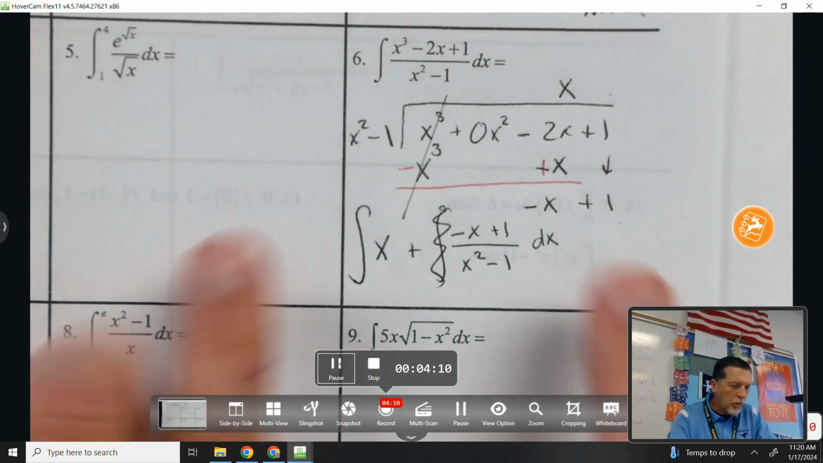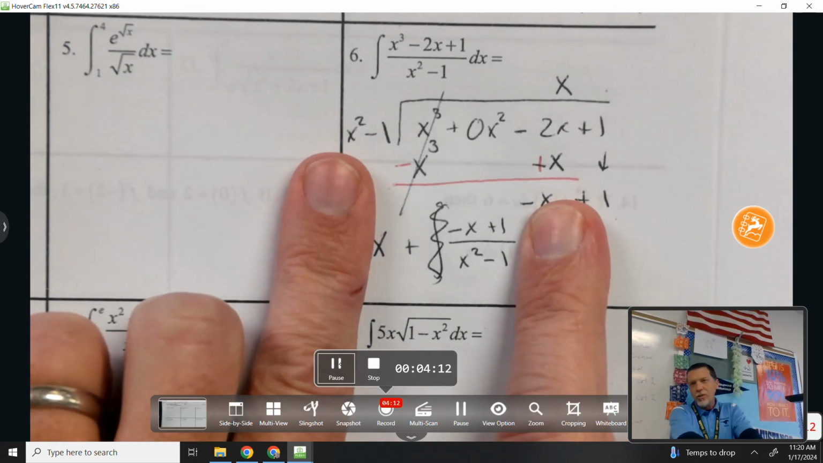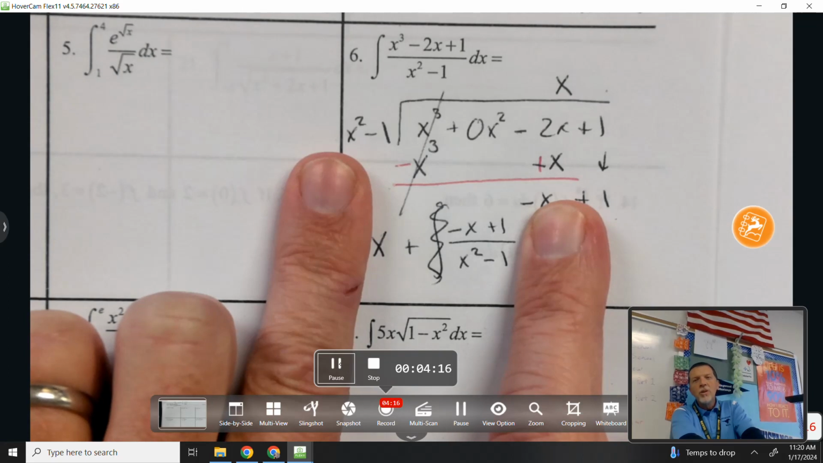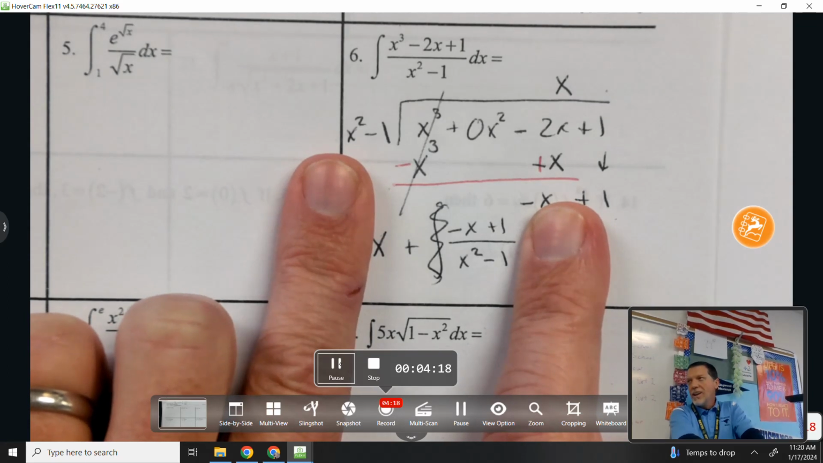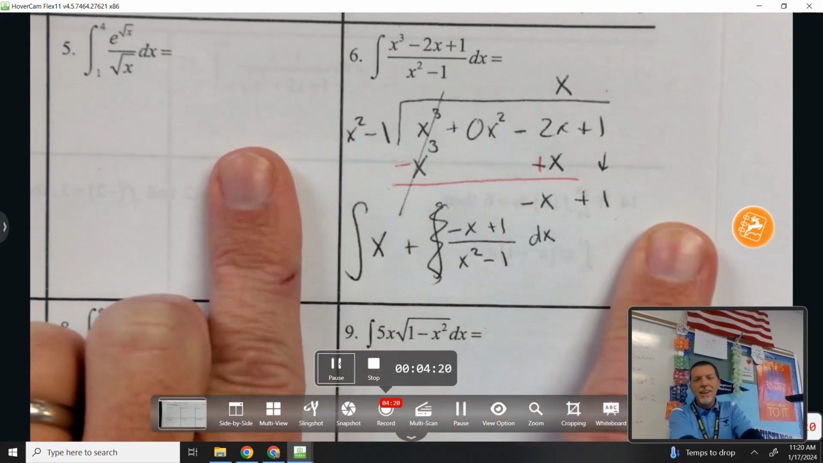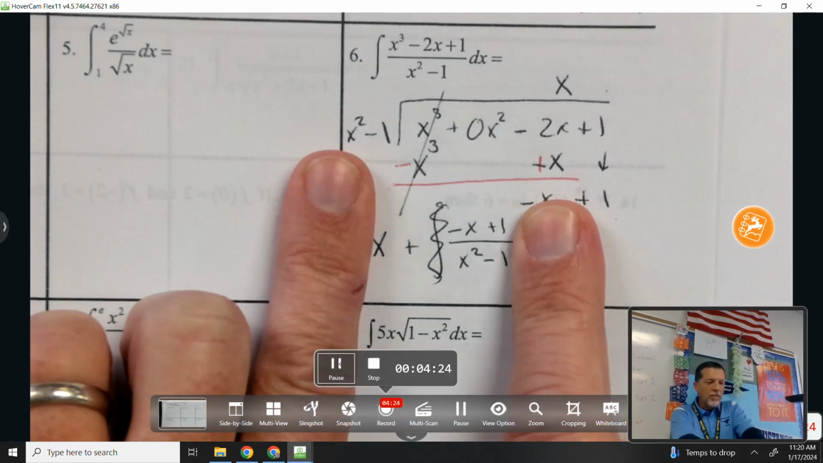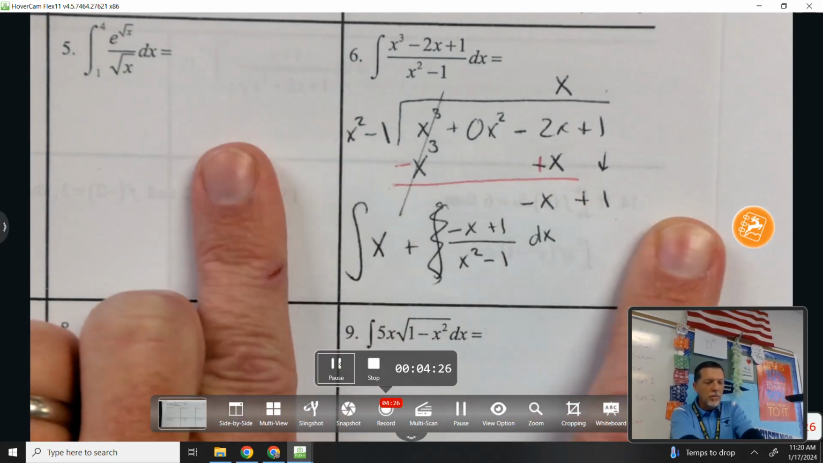Okay, I can promise you that that's going to be an answer choice tomorrow or Friday, I don't remember, where people remember to divide, but then they forget that they actually need to take the antiderivative. So, yeah, that's the right first step, but it's not the only step. We need to keep going.